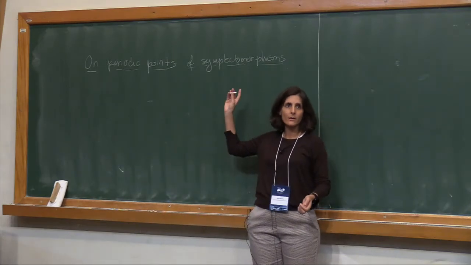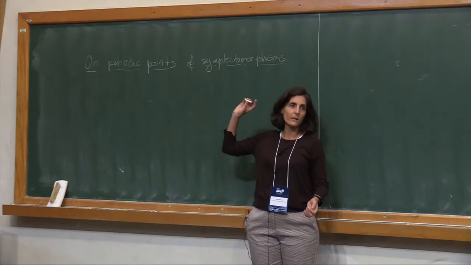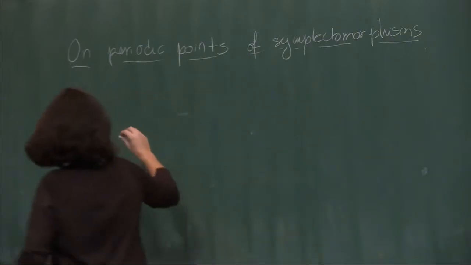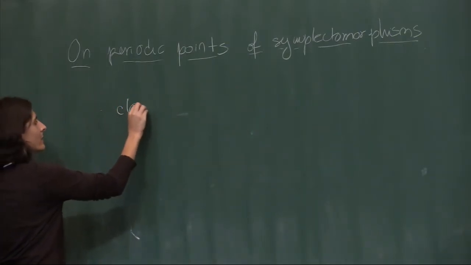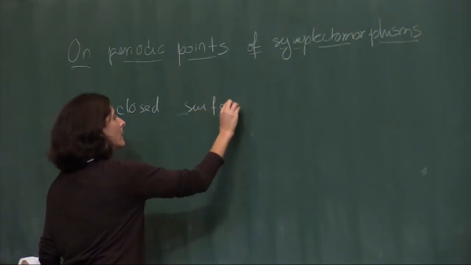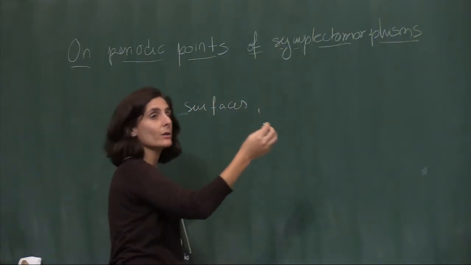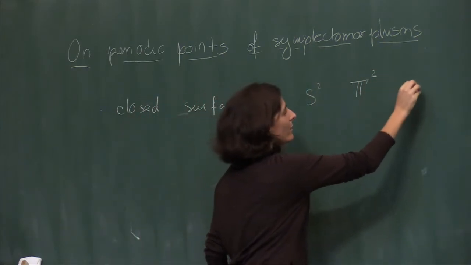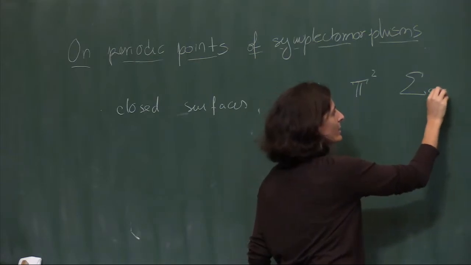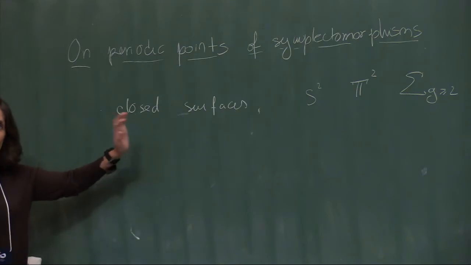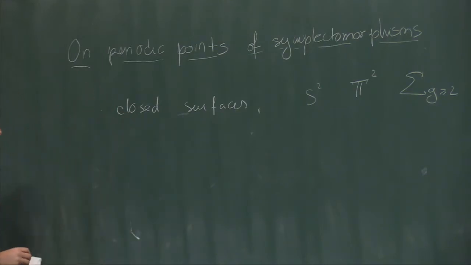I'll focus on surfaces. So my symplectic manifolds are closed surfaces. So I'll work with closed surfaces, and I'll basically distinguish three cases: the sphere S2, T2, and all other, I'll call them sigma G, with G greater or equal to 2. So, but before I do that, let me set some notation and give some preliminaries.